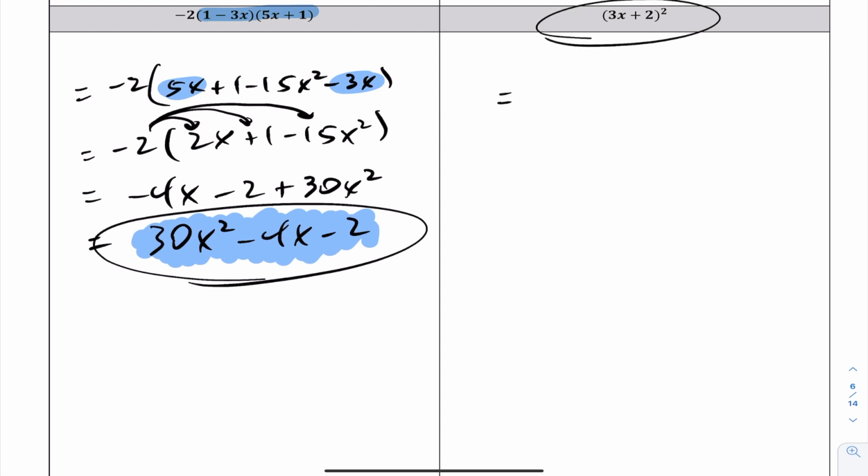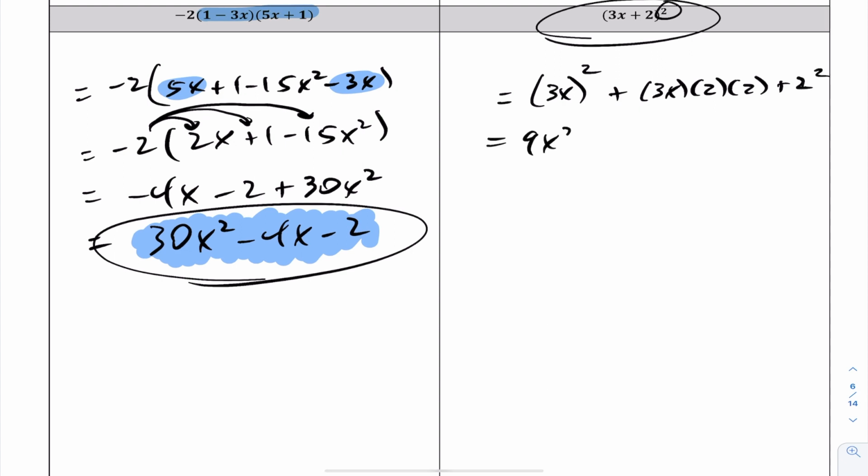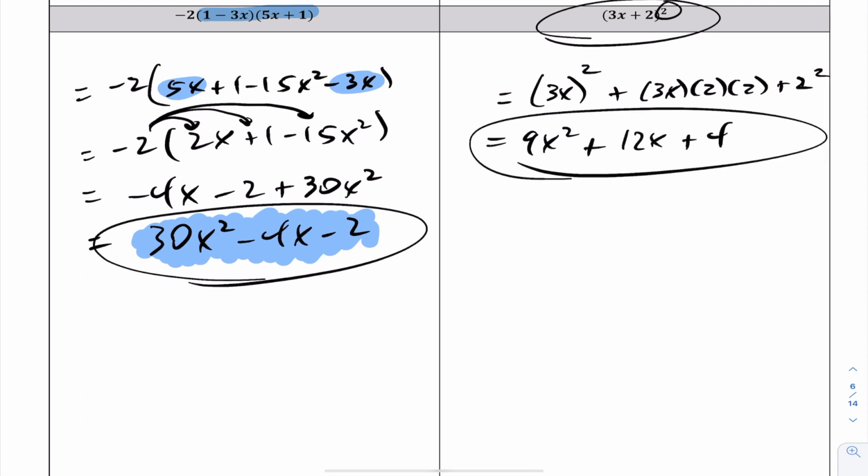For this next one, again, with the power of 2 here, you square the first. Let me write down the steps in between. We square the first, then you add the first times the second times 2, and then you square the last. So in this case, you get 9x squared plus 12x plus 4. And now we're expanded and simplified.